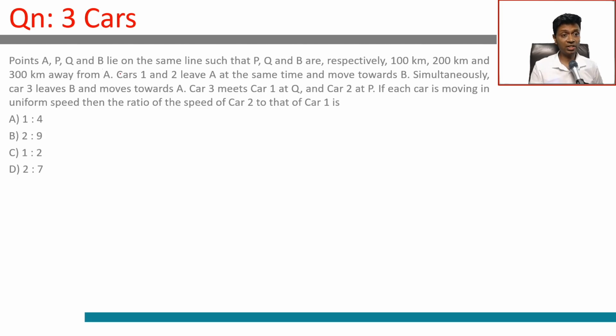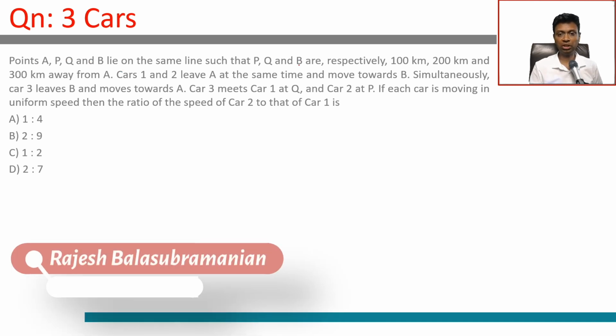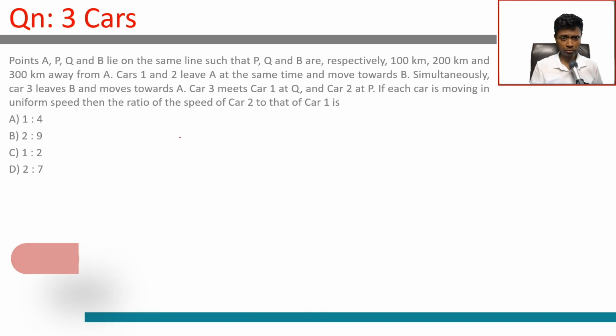Three cars, points A, P, Q and B lie on the same straight line such that P, Q and B are respectively 100 kilometers, 200 kilometers and 300 kilometers away from A. And it looks like this. So A is here, B is here, and then P and Q are in the middle. And so that part is not explicit.